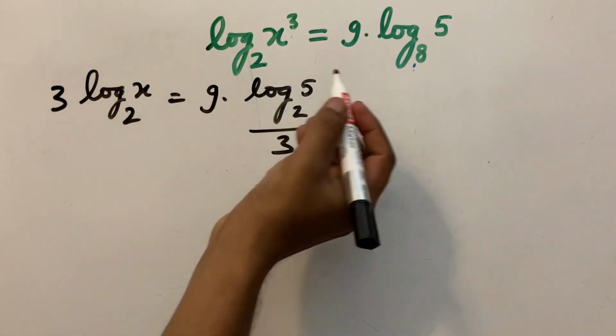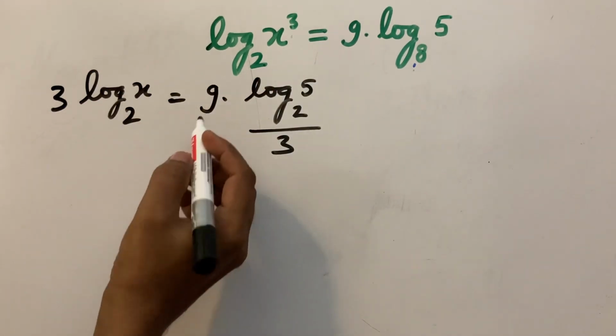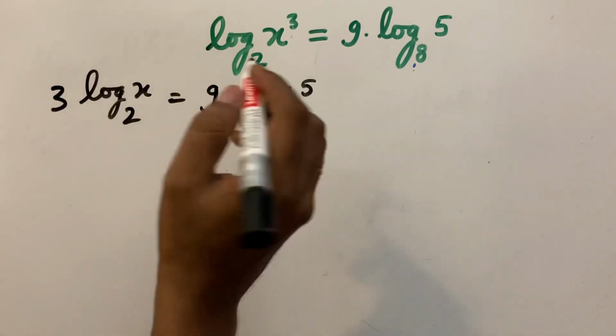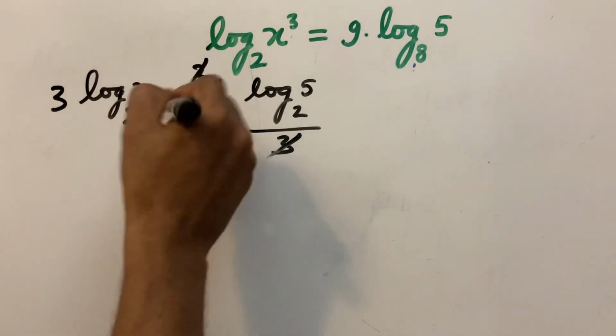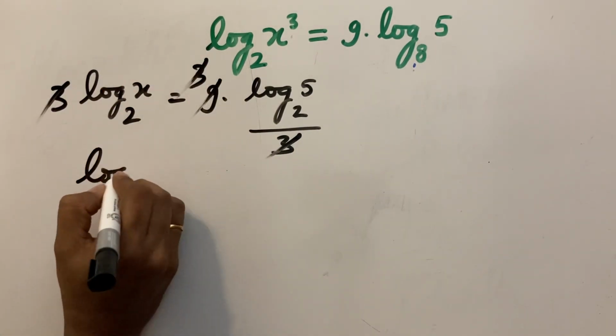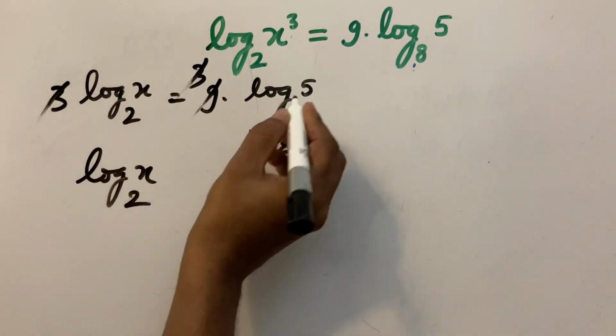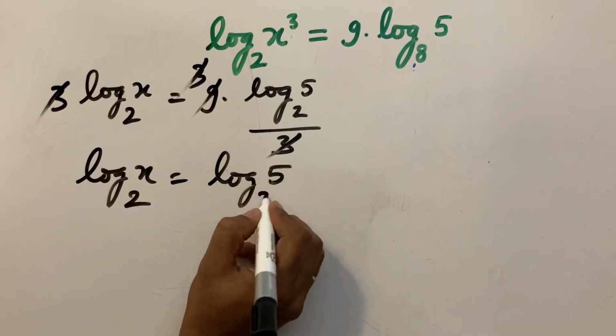So this equation has been simplified to 3 log x base 2 equals 9 log 5 base 2 divided by 3. From this, the 3 cancels out, so this simplifies to log x base 2 equals log 5 base 2.